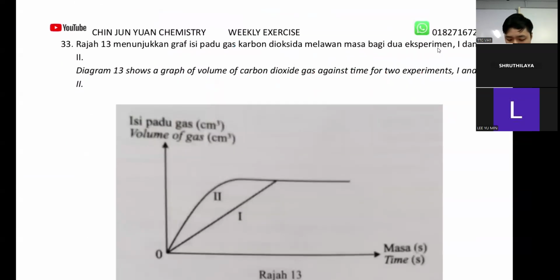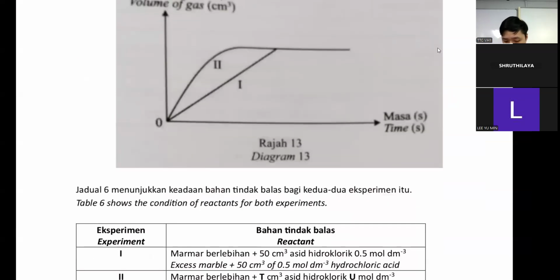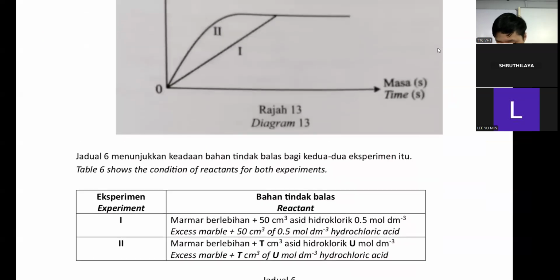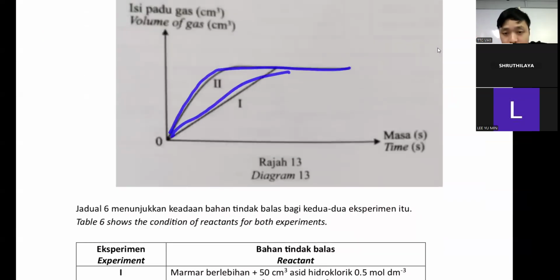33. This one is Form 4, Chapter 7. Diagram 13 shows a graph of volume of carbon dioxide gas against time for two experiments, 1 and 2. Table 6 shows the condition of reactant for both experiments. So you observe carefully the graph. The graph got two parts. Number one part, volume of gas.